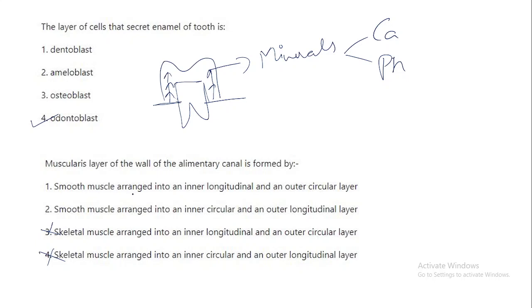Okay, focusing on the first two options. So smooth muscles arranged into an inner longitudinal and an outer circular layer, or inner circular and outer longitudinal layer. Okay, if you have paid attention, you might have noticed that even I had drawn this image, where the outer wall has longitudinal muscles and inner circular muscles. So the right option here is B, option 2, wherein always the outer ones are longitudinal and the inner ones are circular. Okay, inner to that are oblique, but here they have only asked about the upper two layers.